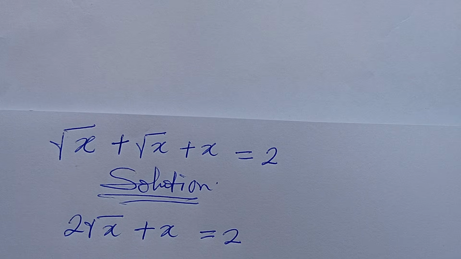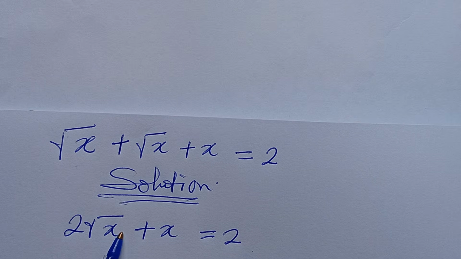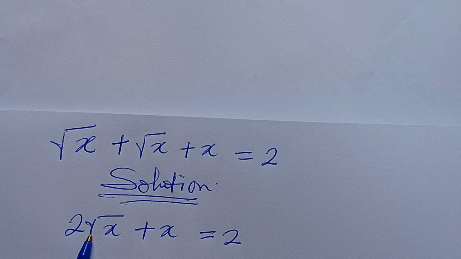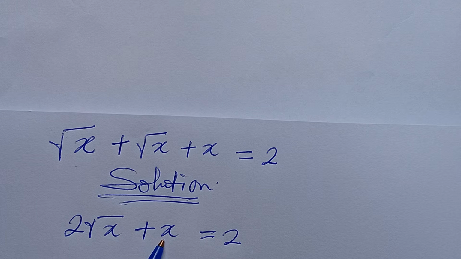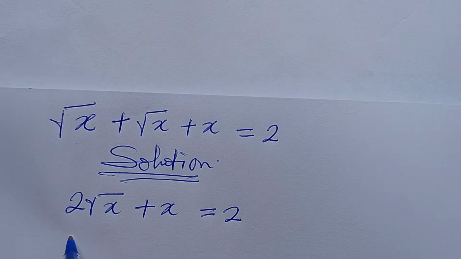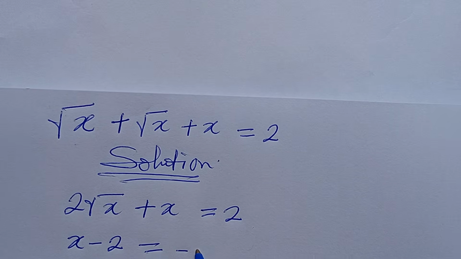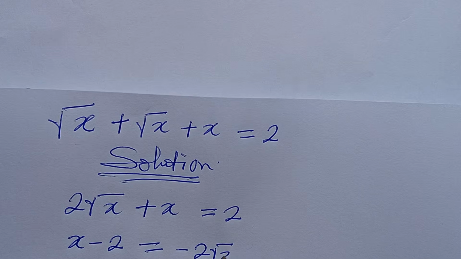Okay, now this is what I want to do here. I could as well move this x to this side of the equation, then take the square of both sides to eliminate this radical. But here is what I want to do. This x should remain here. Move this 2 to meet this x here and move this radical to this side of the equation. So rearranging, we're going to end up having x minus 2 equal to minus 2 times the square root of x.